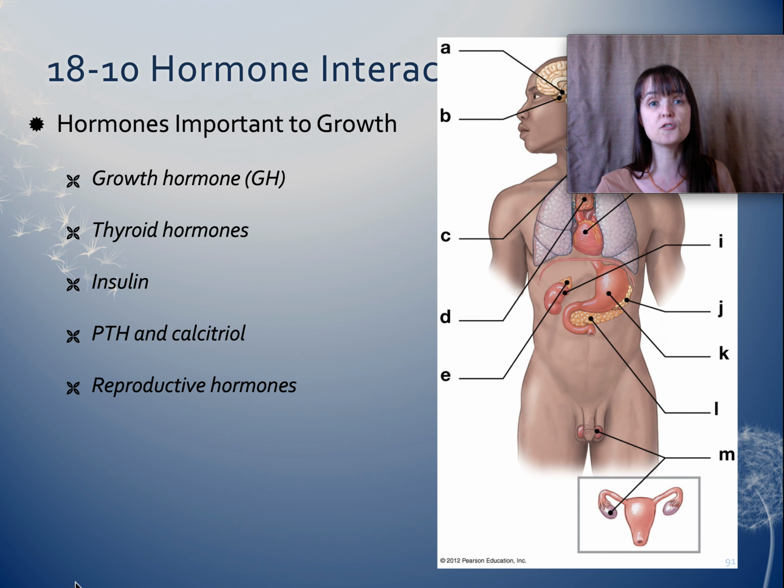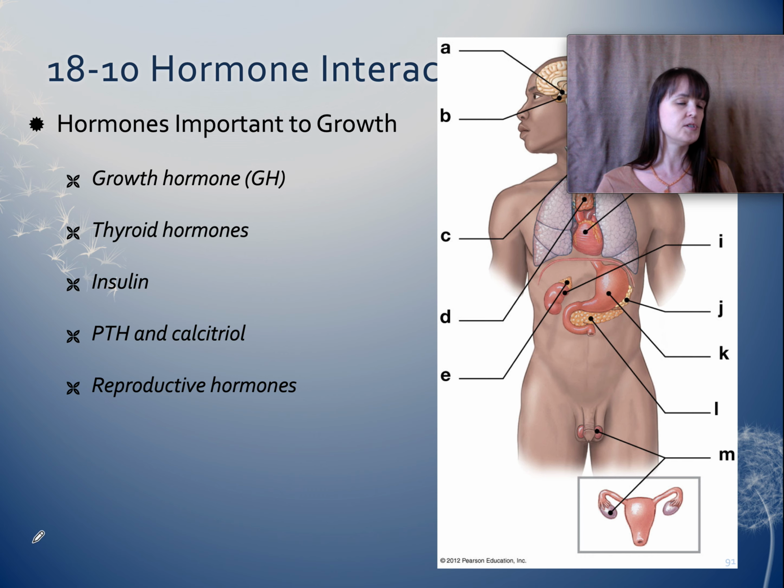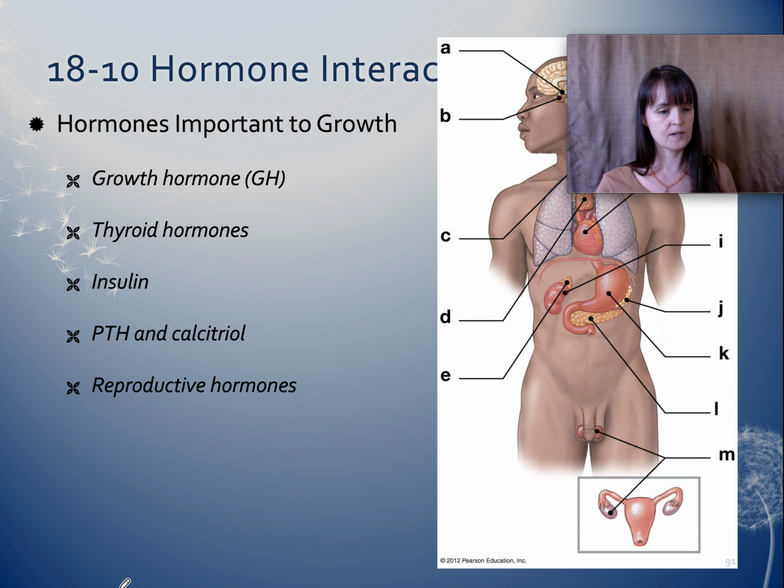Last page, page 24. When a cell receives instructions from two different hormones. Oh, this is the next slide. We'll come back. I'm out of order. Oh, no, I don't have a slide for this.